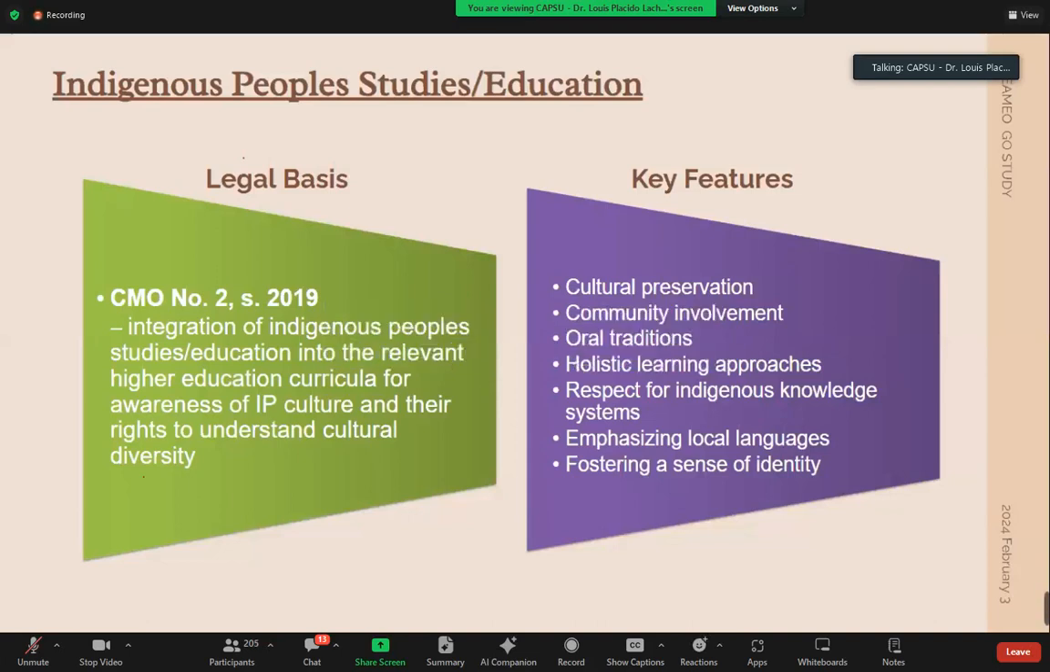The legal basis of IP education in the Philippines is the CHED Memorandum Order Number 2 Series of 2019, the integration of Indigenous people studies or education into the relevant higher education curricula for awareness of IP culture and their rights to understand cultural diversity. The key features of IP education are focused on cultural preservation, community involvement, preserving and promoting oral traditions, holistic learning approaches, respect for Indigenous knowledge systems, emphasizing local languages, and fostering a sense of identity.